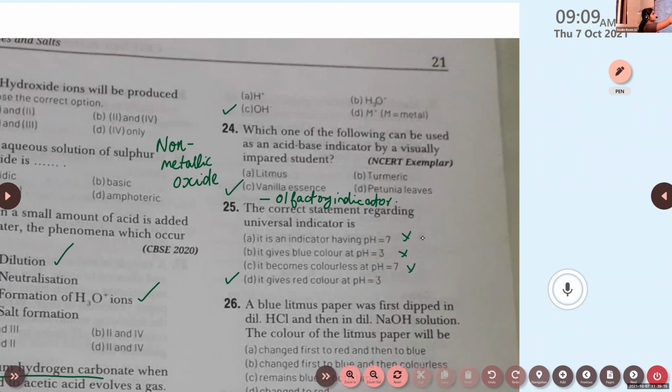Clear? No, ma'am, doesn't the indicator always give blue color? No, in this pH paper, it has certain different values. In the case of litmus paper, there are only two colors, red or blue. Okay. In the case of pH paper, it has different colors. That's why it's a universal indicator. Okay. Clear, Melvin? Yes, ma'am. Okay. Then question number 26.